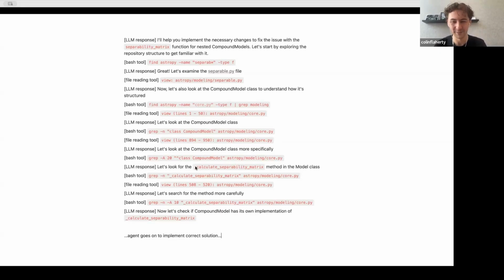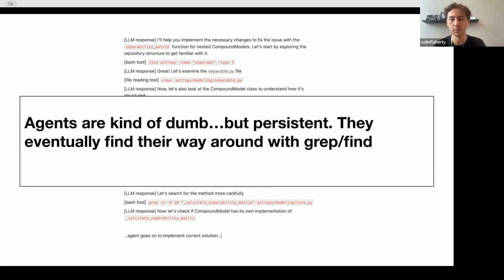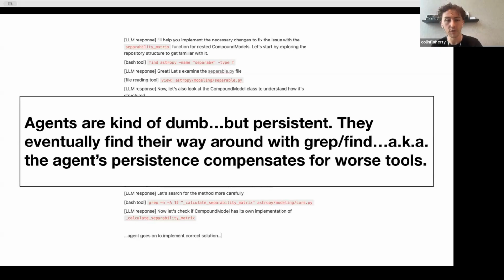And then now it's looking for the function. And so now it does another grep. And then it goes on and it does implement the correct solution. And so my takeaway looking at this was agents are dumb, but they're persistent. So they eventually find their way around with grep and find. In other words, the agent's persistence is compensating for worse tools.